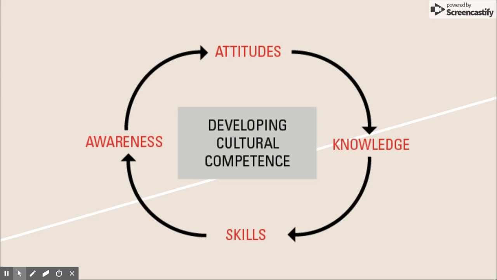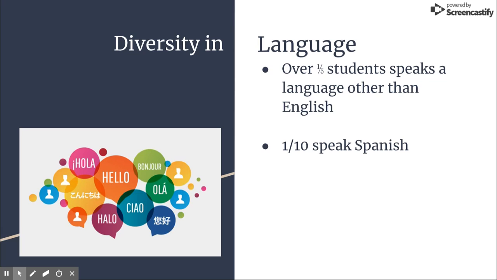So one of the things we talked about is diversity in language. 1 out of 5 students speaks a language that is different than English, and 1 out of 10 speaks Spanish as their first language. And so this is a really big deal for all of us as future teachers, because if we walk into a classroom and we have students that don't speak the language that we speak, that makes a difference in every single aspect of the education system for that student. And so this is something that we need to be aware of in order to help them be able to understand what we're teaching as well as interact with their peers.